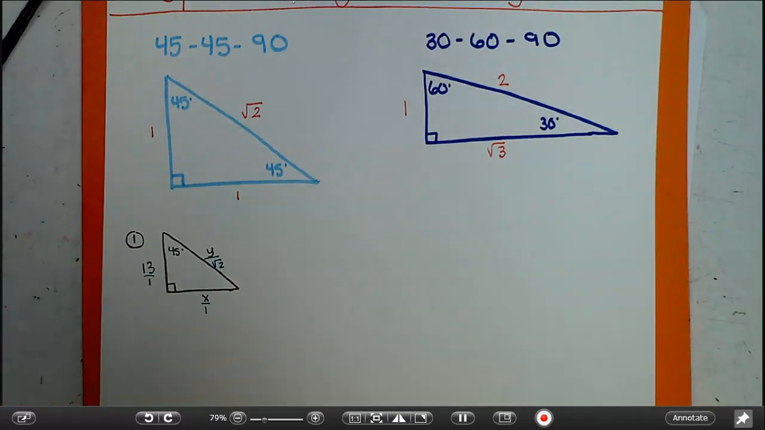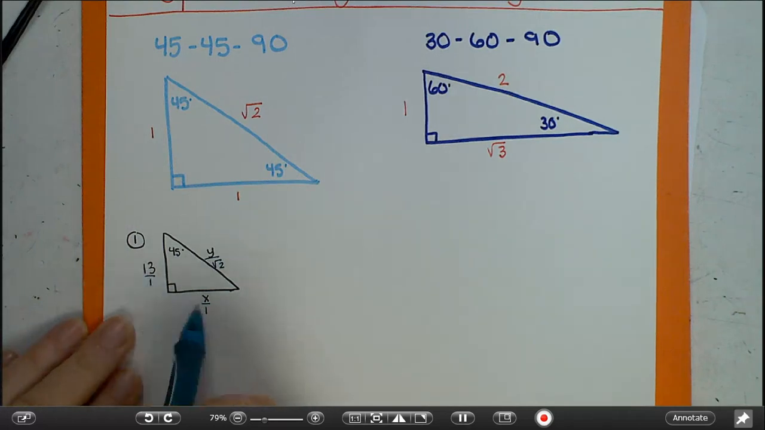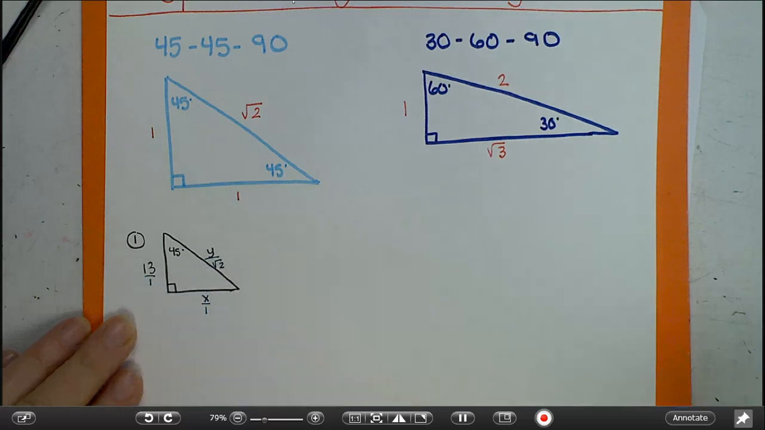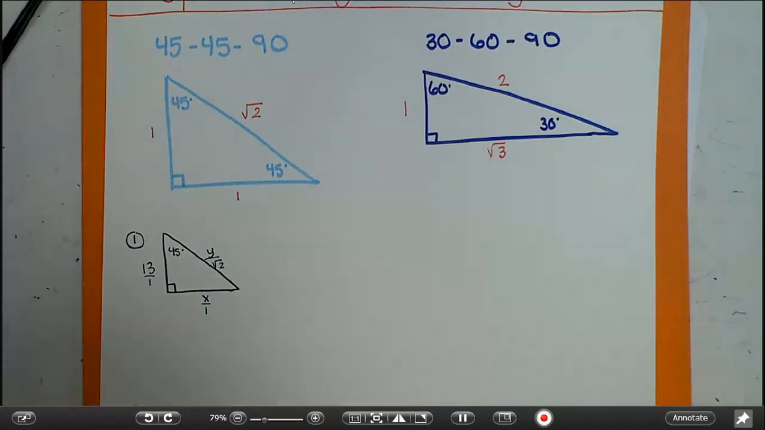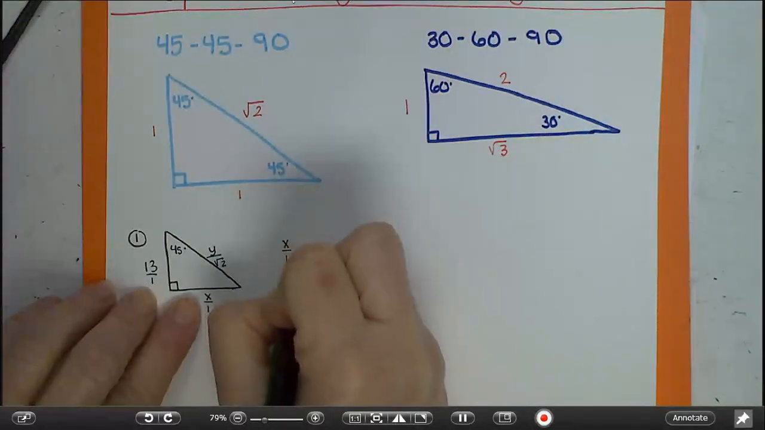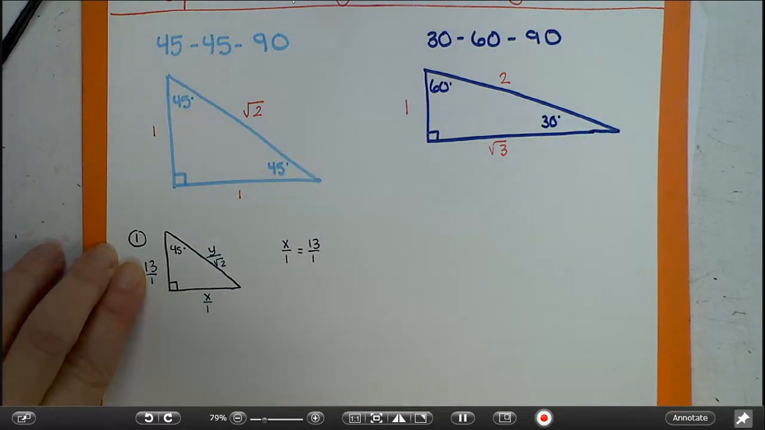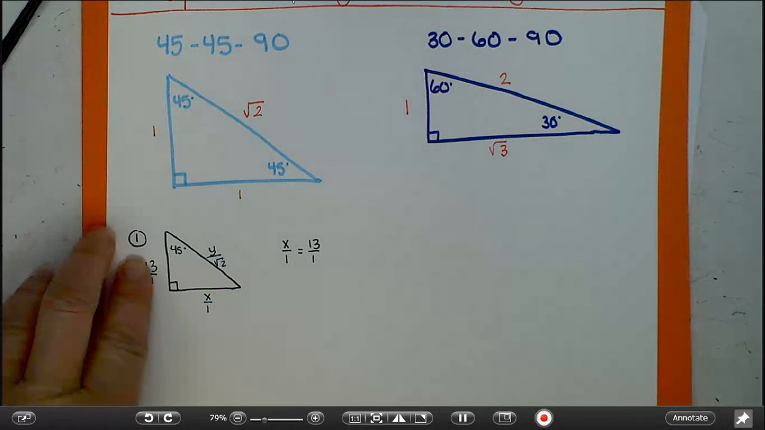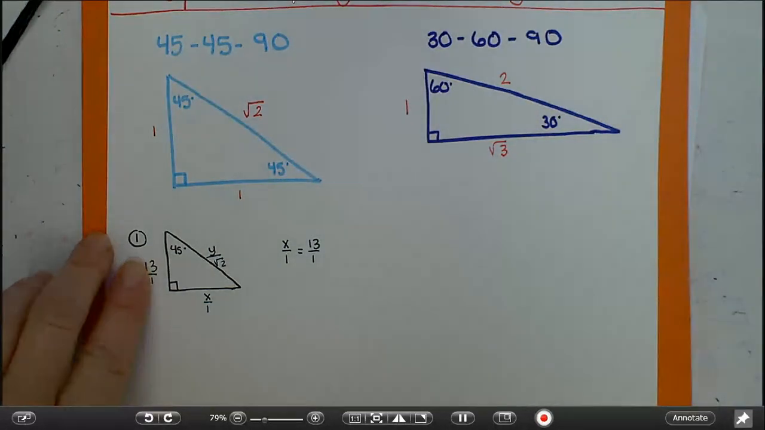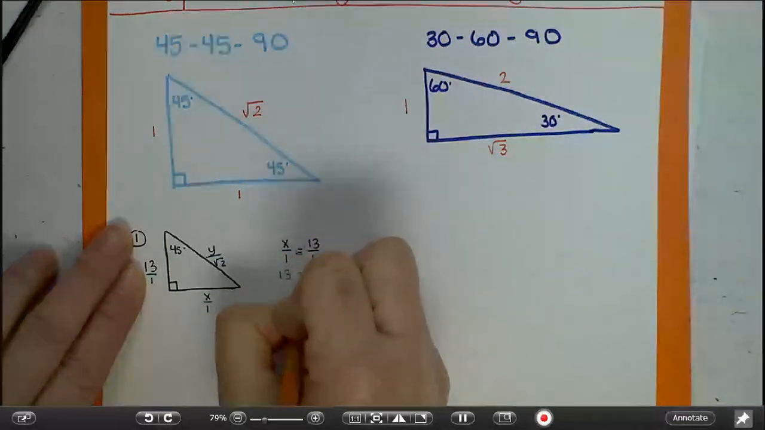Now for this one, this is a little bit more straightforward. Since it's isosceles, we know it's 13, 13, and this will be 13 root 2. But I want to show you why in the long way, so just kind of watch. You're going to take, let's say where your x is, x over 1 equals 13 over 1. Now if these numbers were more complicated, you would definitely cross multiply. So I'm going to go through those steps, but in this case you don't really have to. So 13 equals x.